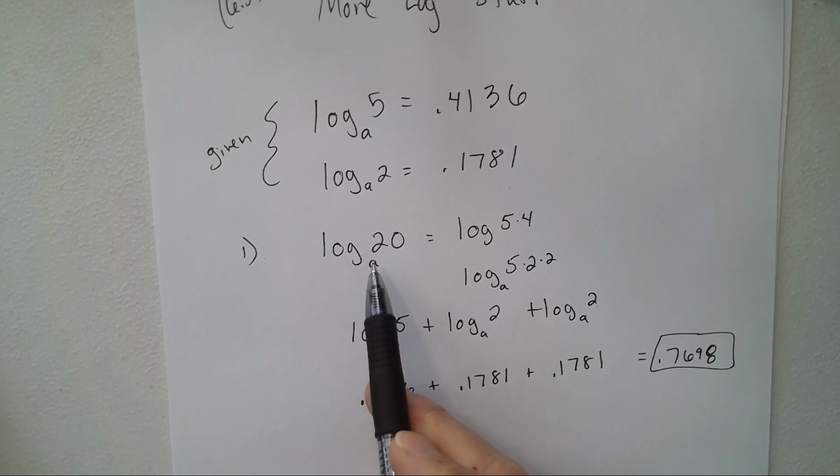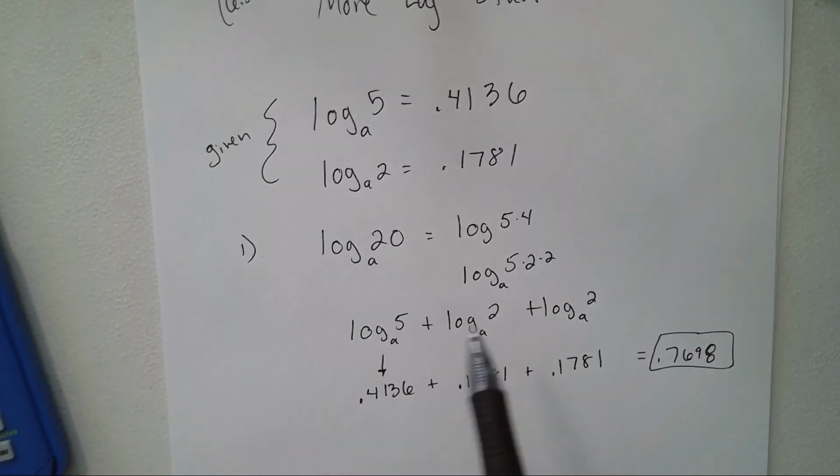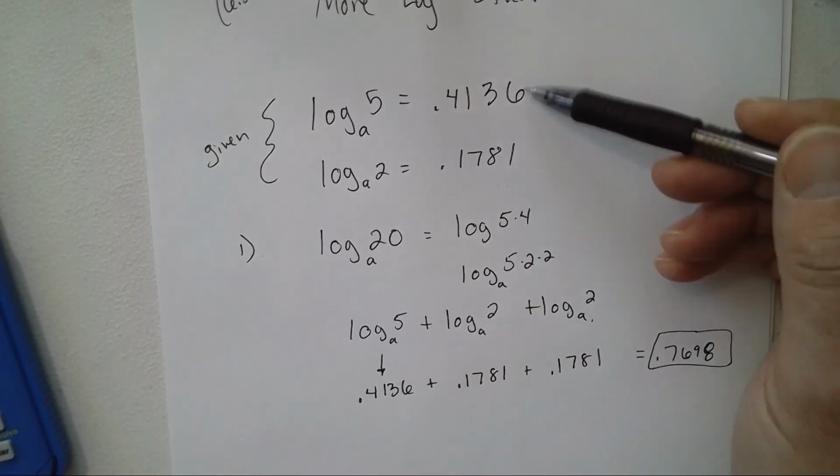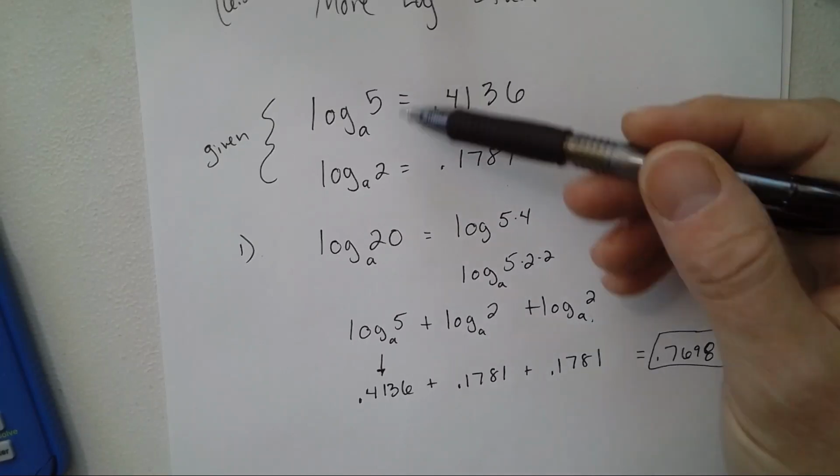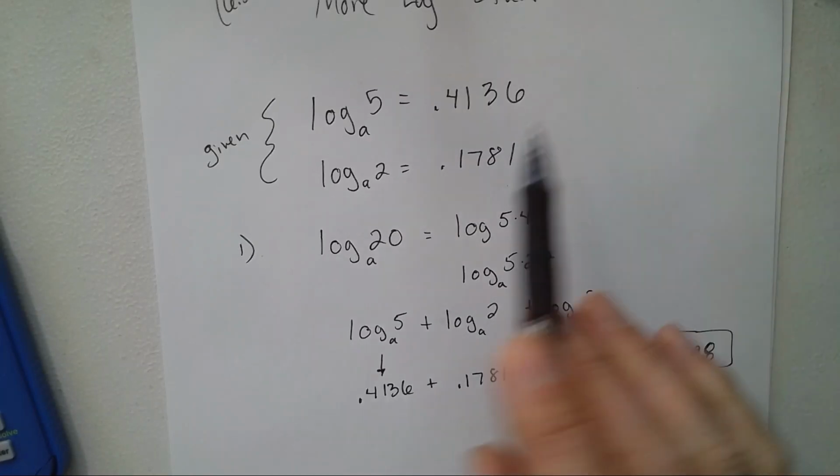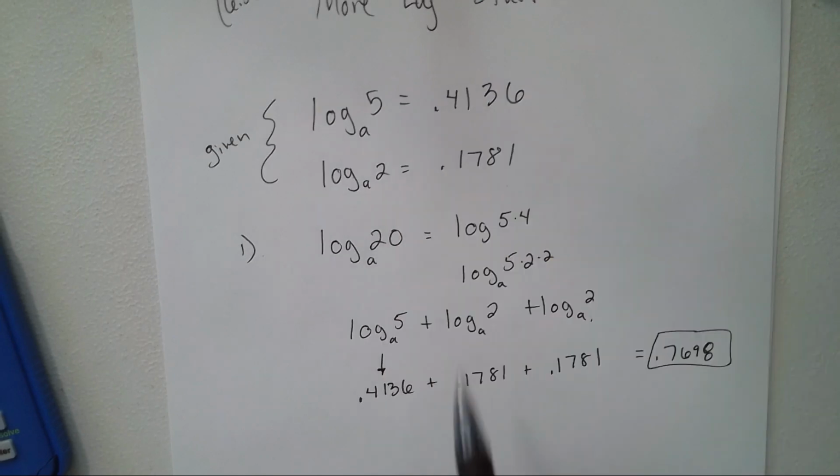So you have to write it in terms of what we know, and then once we've done that, replace each of those with what it actually is, and then you can answer the question.